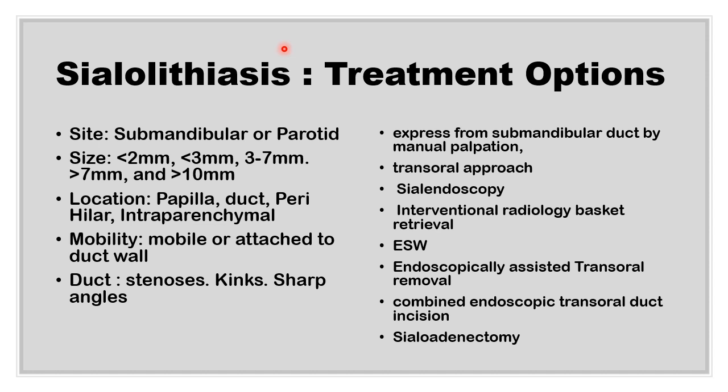But generally speaking, the management of salivary duct stones includes more than 8 different options. They depend very much on several factors, including which major salivary gland, the size of the stone ranging from less than 2 millimeters to more than 10 millimeters, and its location in the duct, whether it is very distal or very proximal inside the parenchyma of the major gland itself, and whether it is mobile or attached to the duct wall, and whether there are any associated problems in the ducts like a stenosis or a kink or sharp angles.